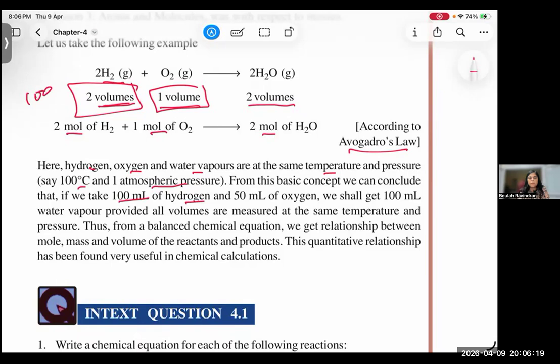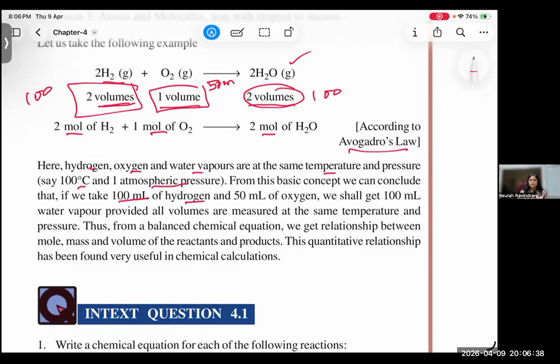If you take 100, 50 ml. Then what will be the 2 volumes here? 100 ml of water vapor. It is gaseous state, and measured at the same temperature and pressure. That's from a balanced chemical equation. We get relationship between mole, mass, and volume of the reactants and products.